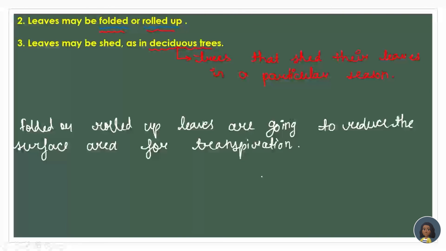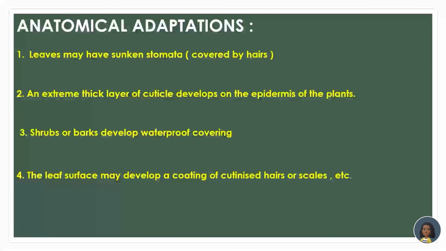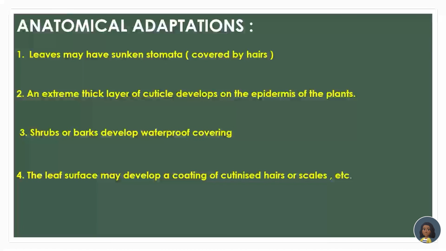Okay, I hope you have understood this portion. Now that was all about morphological adaptations. Next we have anatomical adaptations. We have only 4 points to discuss in anatomical adaptations. Okay, the first point is leaves may have sunken stomata.